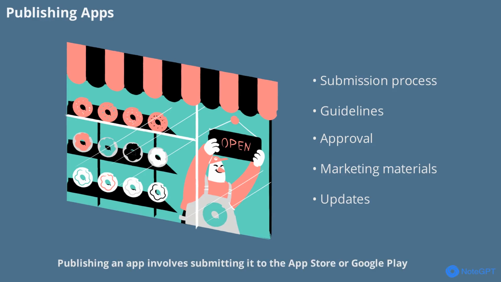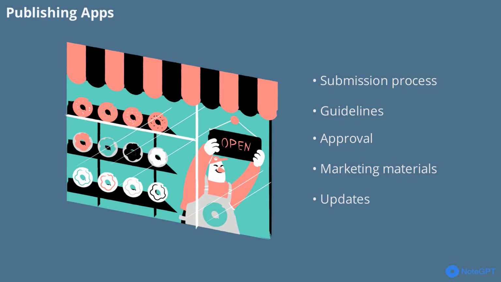Publishing an app involves submitting it to the App Store or Google Play, following guidelines and waiting for approval. Developers prepare screenshots, descriptions, and marketing materials to attract users. Once published, apps can be updated and improved based on feedback and analytics.